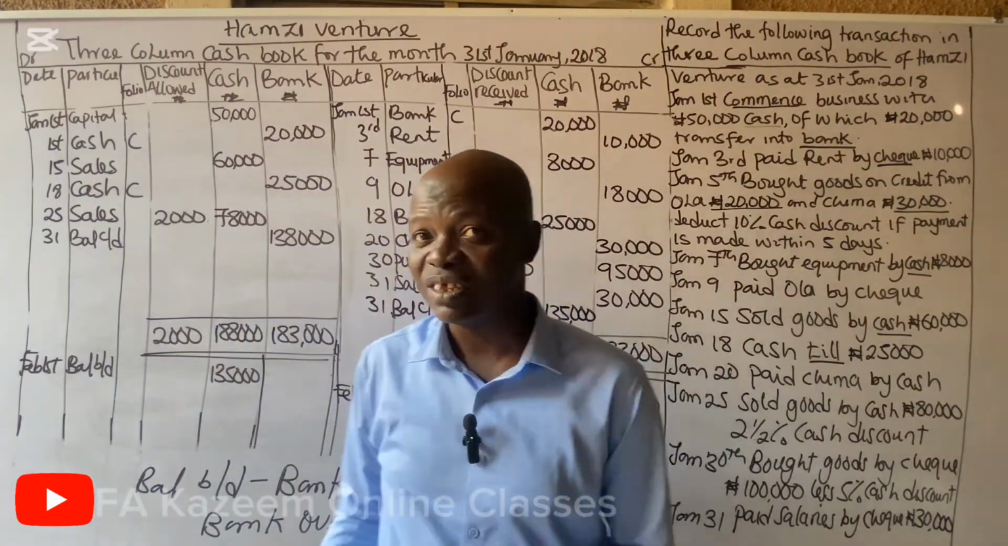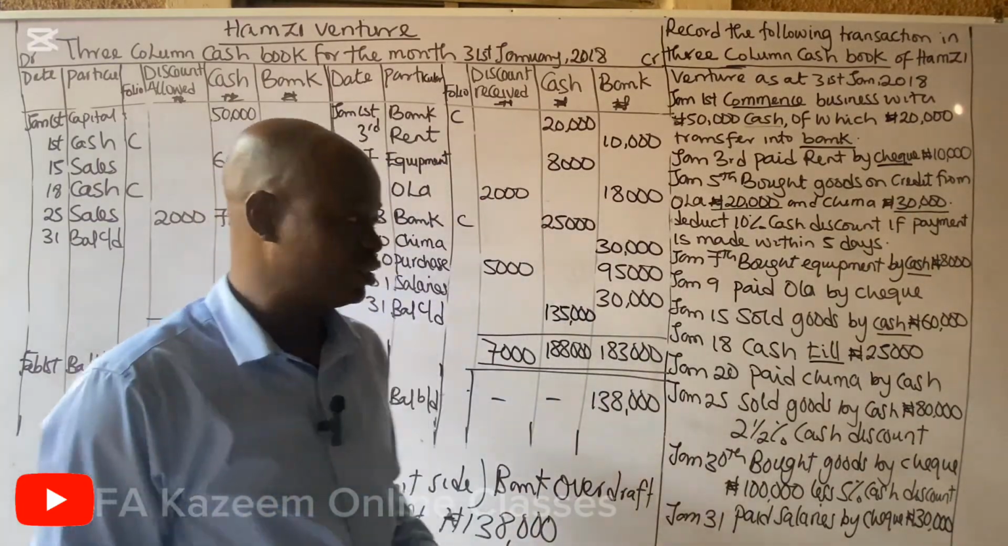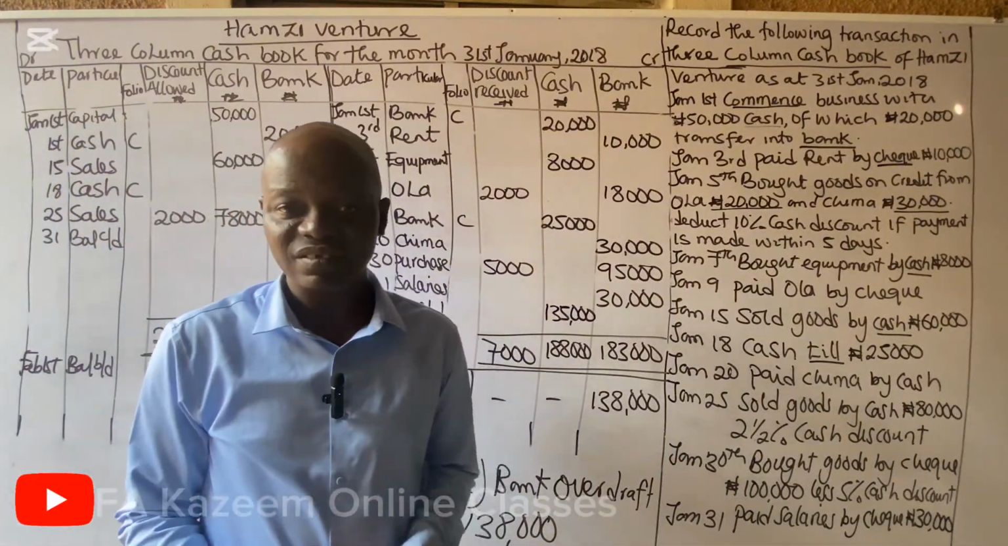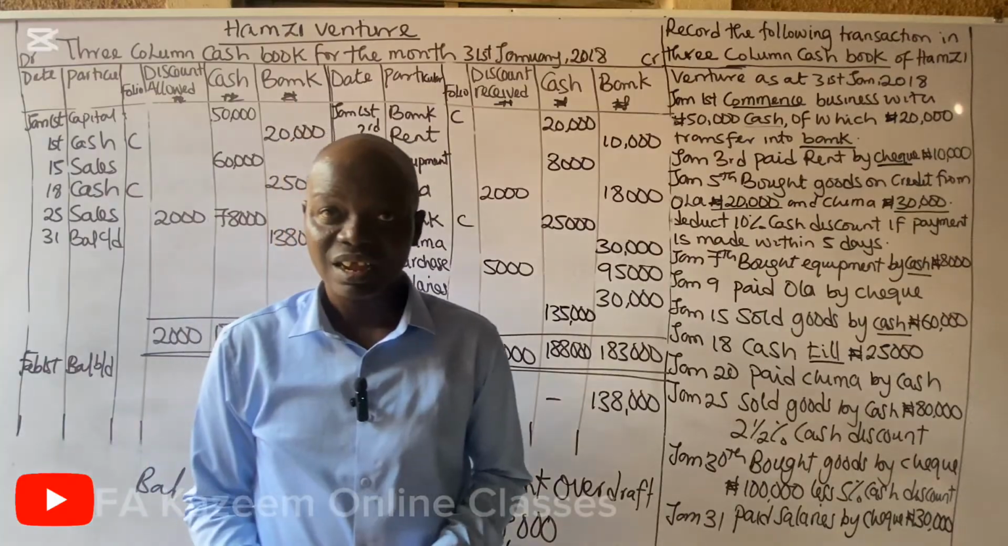We have come to the end of the 3-column cash book solution. I hope you understand this 3-column. Our next video will be on the petty cash book.